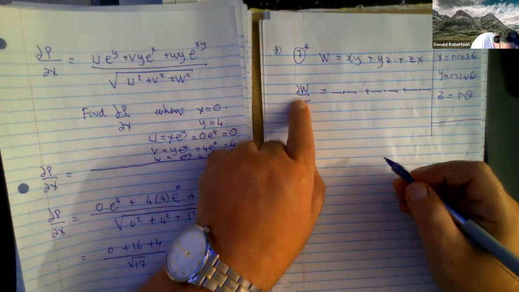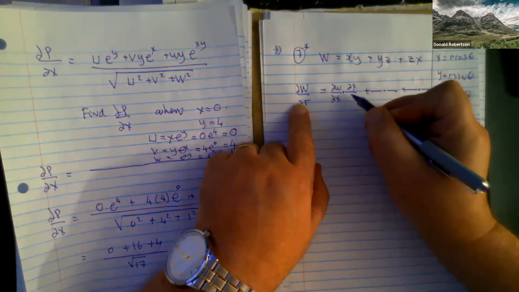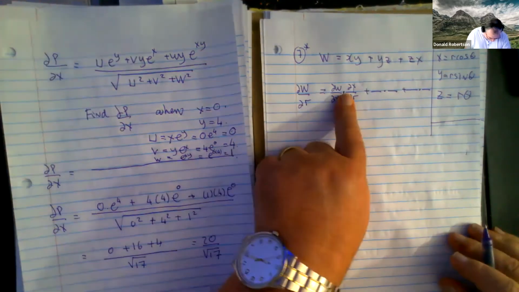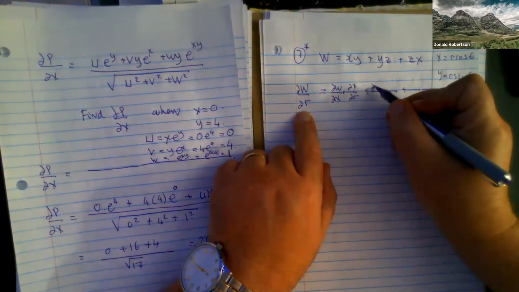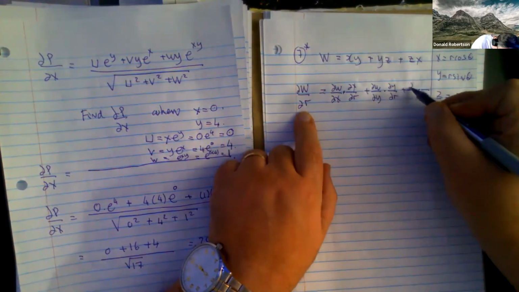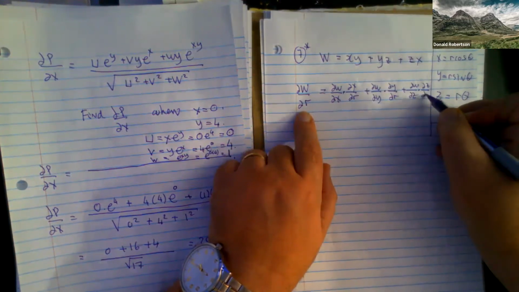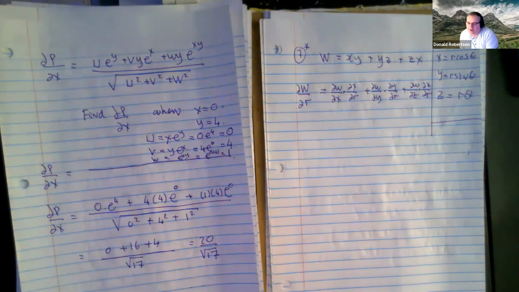Okay, you want W with respect to R. So differentiate with X and then X with respect to R. That's the contribution that X gives you. Then you do the contribution that Y gives you, and then you do the contribution that Z gets you. And that's as far as I'm going with that one.